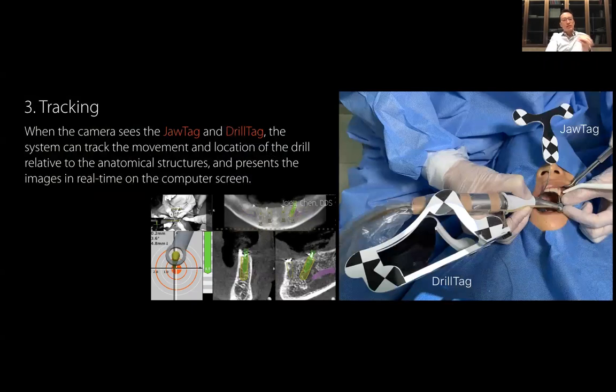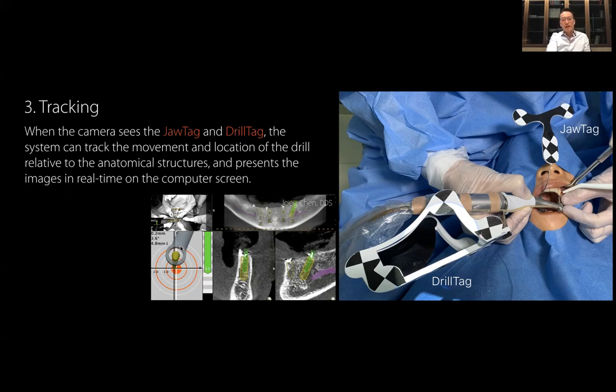So then the third step is called the tracking, and this is the action step. Now the system has the information on the anatomical structure in the CBCT, and after the calibration, it also has information on the drill. So when the camera sees the jaw tag and the drill tag, the system can track the movement and the location of the drill relative to the anatomical structures. And this information will be presented in real time on the computer screen.